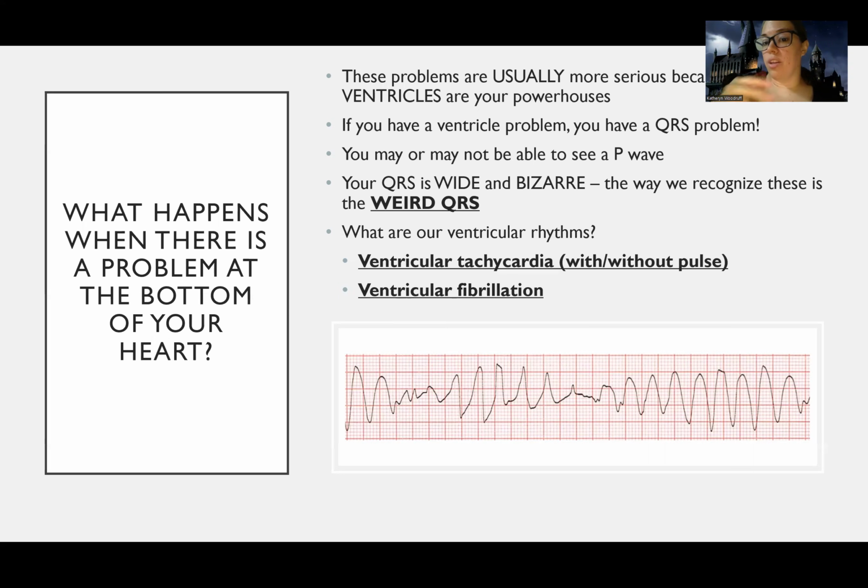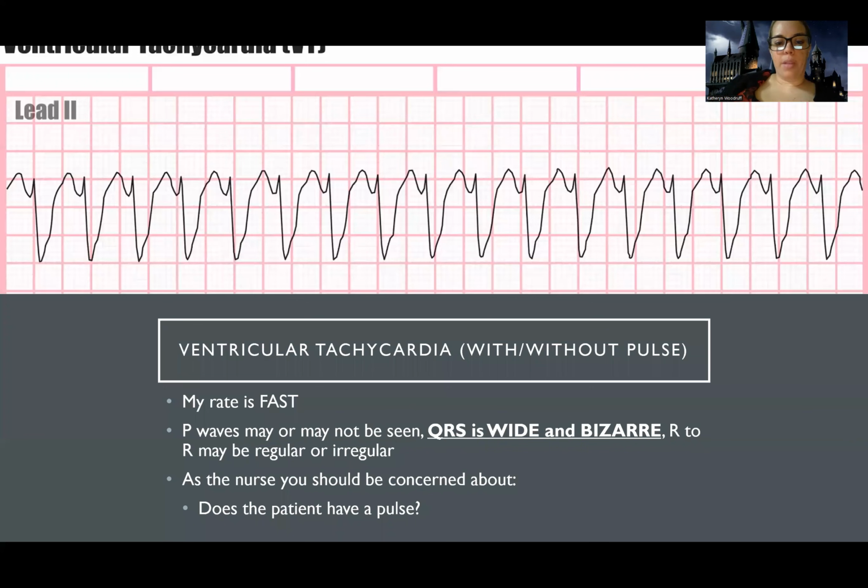And the two rhythms you need to know: ventricular tachycardia has kind of two subclasses, but it's one rhythm. There's VTach with a pulse, without a pulse, and then there's VFib. And so that's what we're going to talk about. So ventricular tachycardia with a pulse or without a pulse, it's going to be fast and fat. That's how we usually remember it. P waves may or may not be seen. The QRS is wide and bizarre. It kind of just looks like that V.